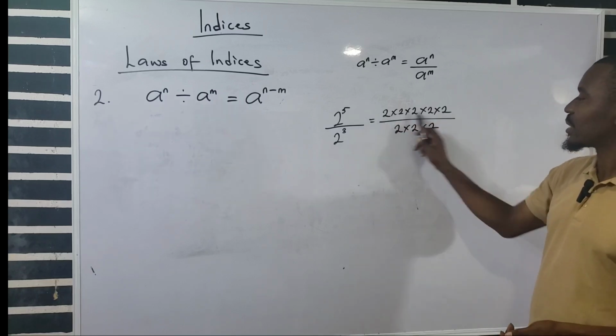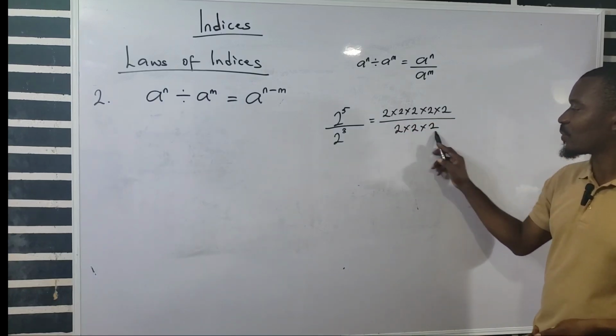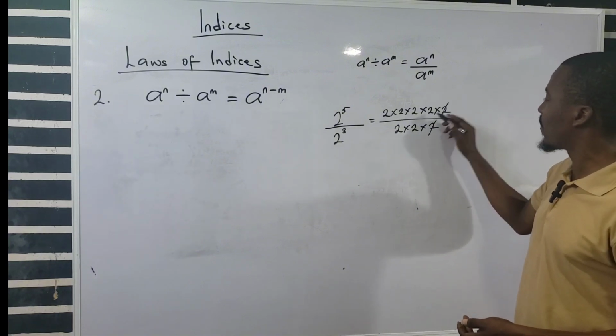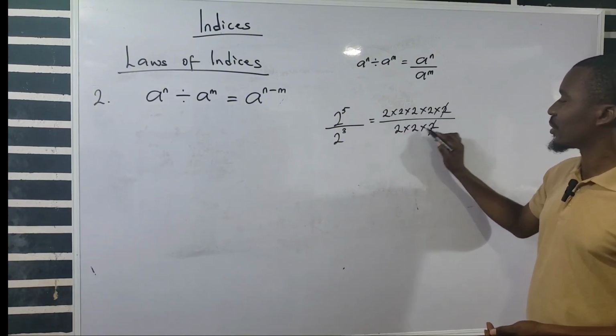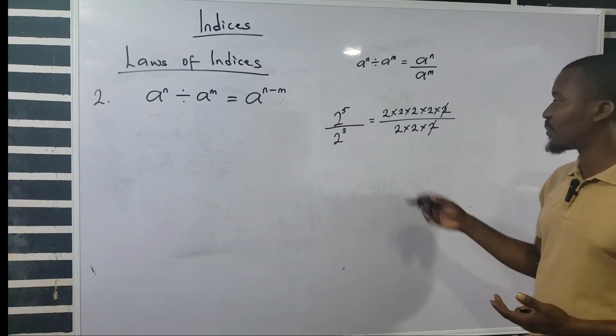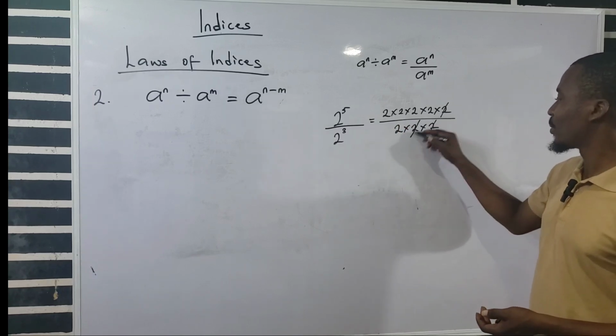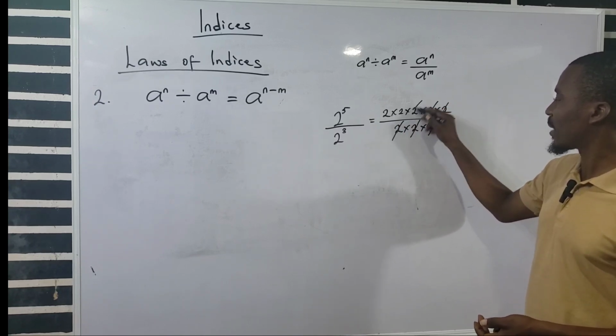So you can multiply everything here and multiply everything here and divide, or you can actually cancel out. Remember, because they are multiplication, we can actually cancel out. But if we have addition here, we can't do that. Okay, so we can actually divide like this.